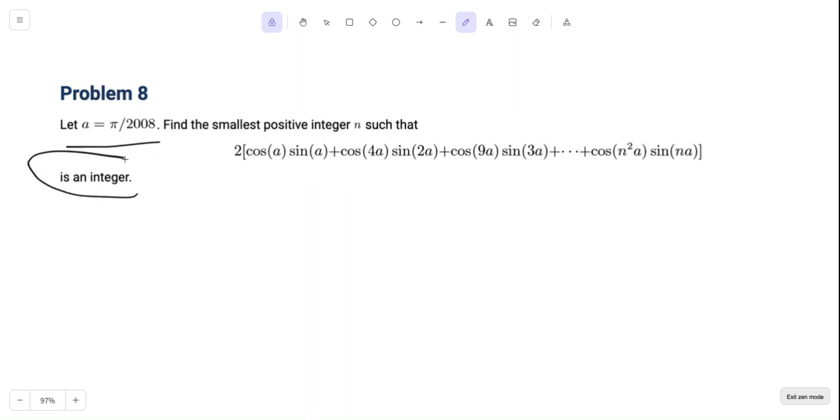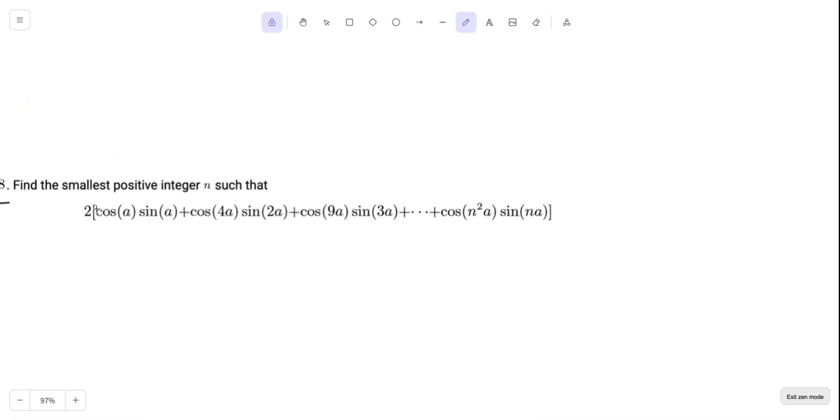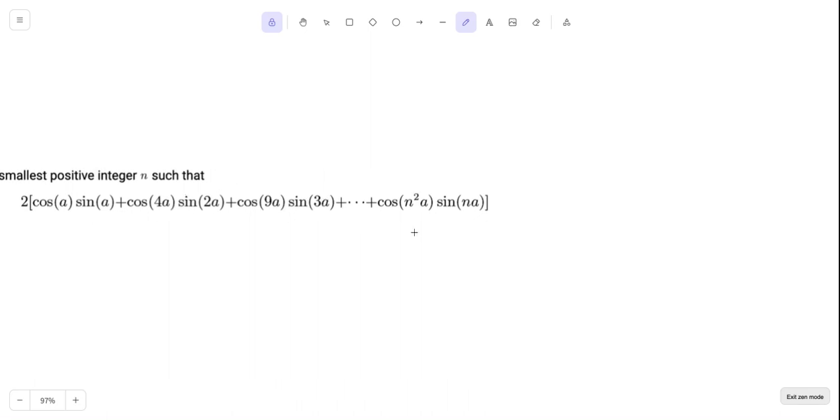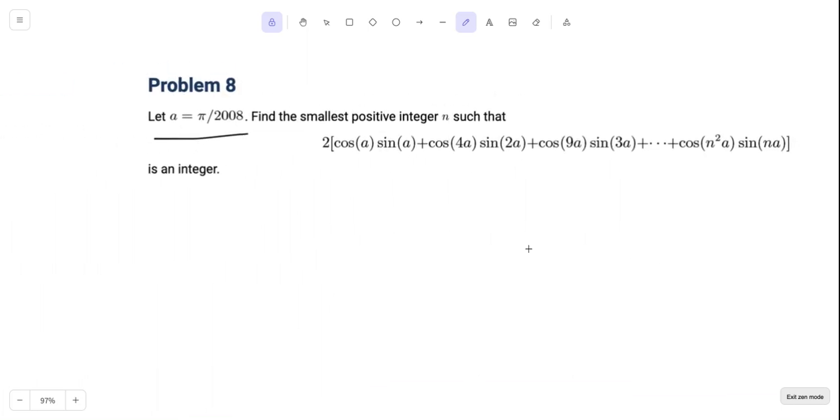Okay, we need to find the smallest n so that the summation of cosine of a times sine of a, plus cosine of 4a times sine of 2a, and the pattern's obvious, cosine of 9a times sine of 3a, and so on until cosine of n squared a times sine of na.